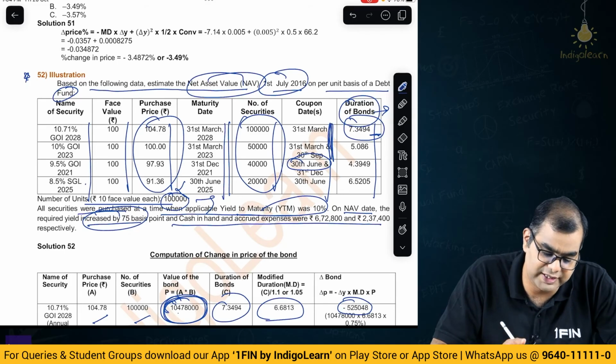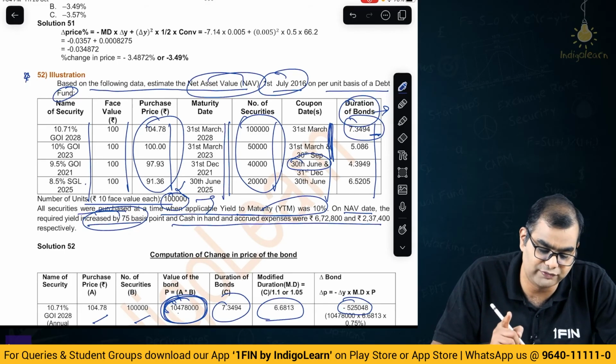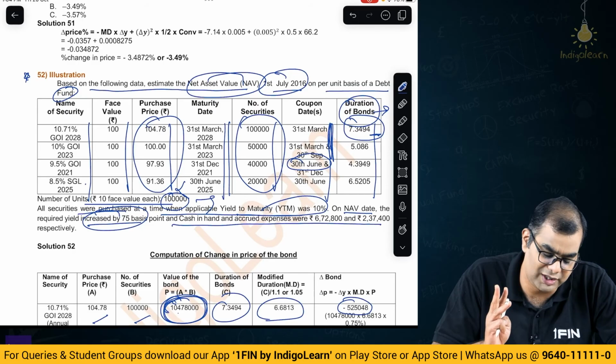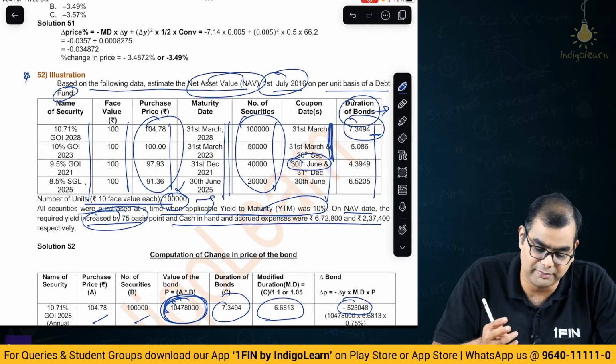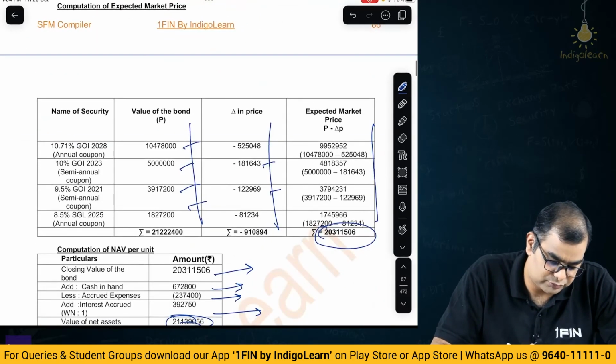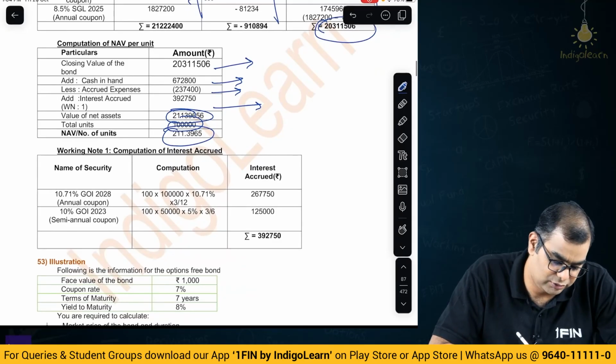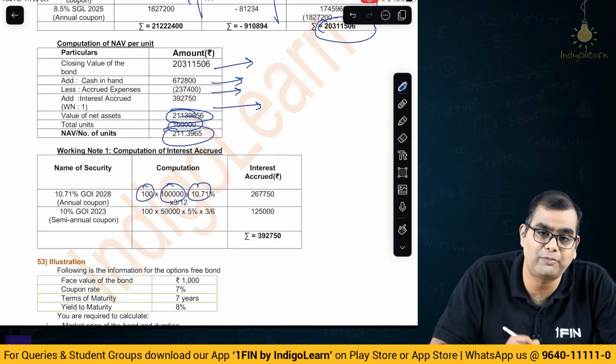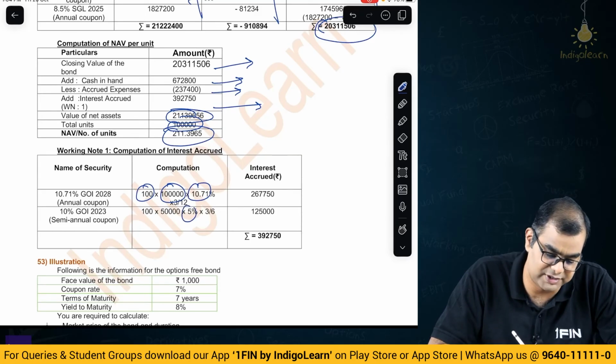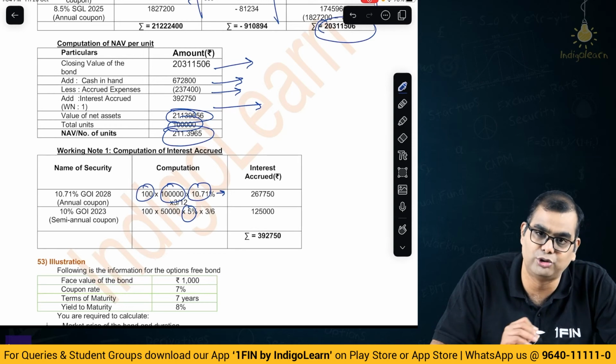So, accrued interest is only there in case of bond 1 and bond 2. For both of them, you have accrued interest for 3 months, April, May and June. So, you take the face value of the bond, the number of bonds, and 10.75% and 5%, which are the coupons. The first one is an annual coupon, so you don't adjust it for semi-annuality, and multiply by 3/12 because 3 months interest is pending.